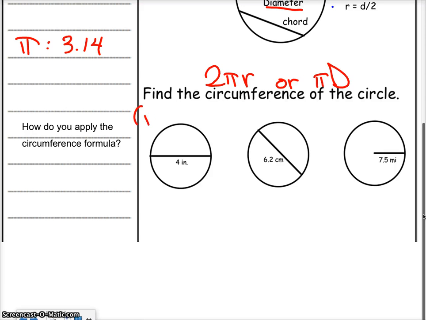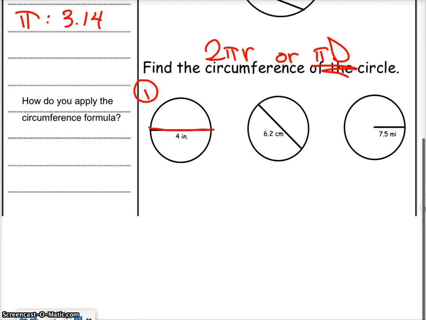So this first circle, I'm given what? Is this the diameter or radius? Diameter. So I'm going to use this formula. It's going to be pi times diameter, or you can just write 4 pi. That's the answer. Well, I've got to use 3.14, which is 4 times 3.14. 12.56 inches.